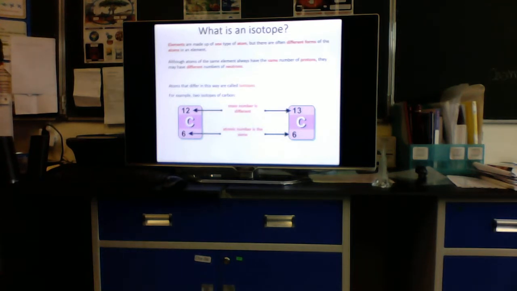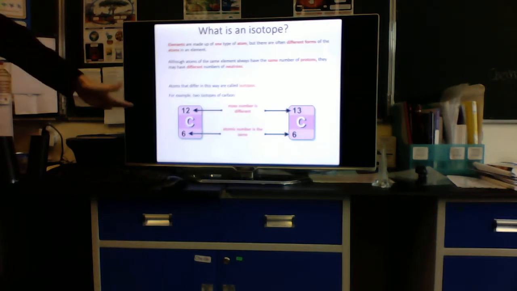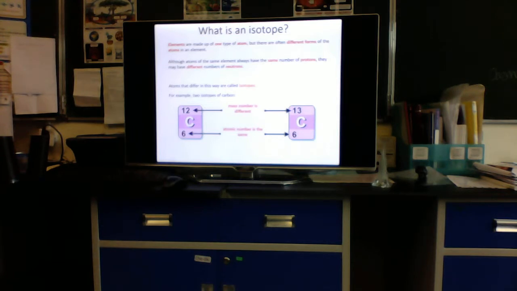Yeah, because you can have different numbers of neutrons in an atom, then the mass number will change, but the atomic number must stay the same, so it's still the same chemical. Yes, it's still the same element. Now, if the atomic number was to change, then you would have a different element, and the elemental symbol would change as well.